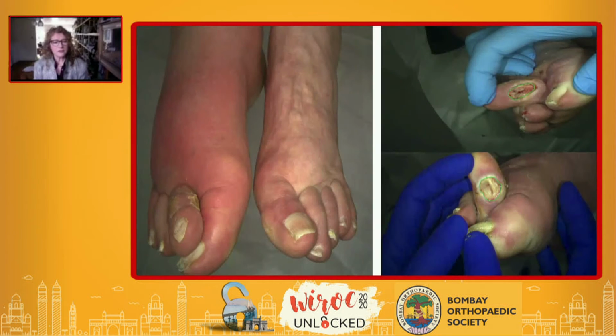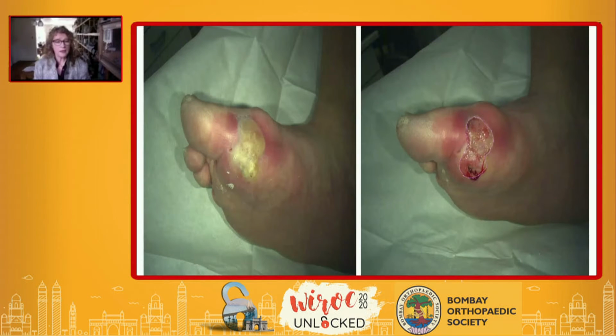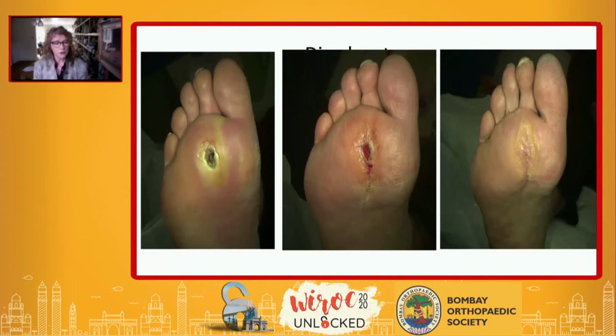In the next 3 slides, I'm going to show you some examples of stage 4 feet, all with neuropathy. And this gentleman's cause of ulcer was deformity. This one was caused by ill-fitting footwear, and this one was caused by a nail penetrating the foot. All 3 are examples of infection. These wounds all need to be debrided.